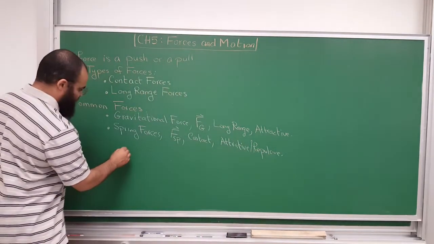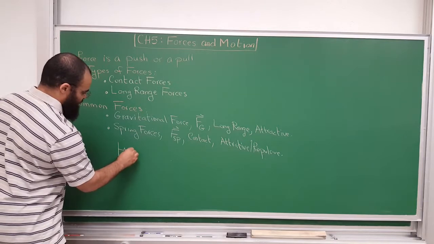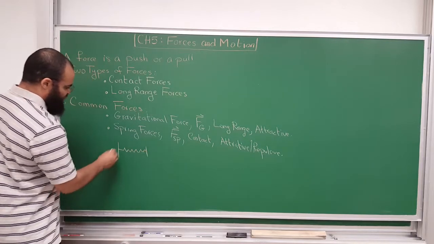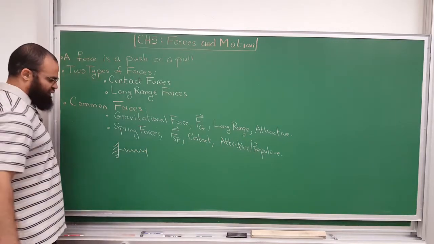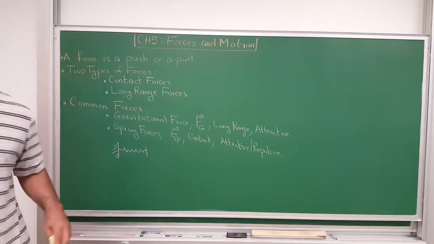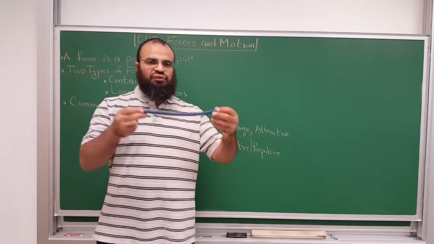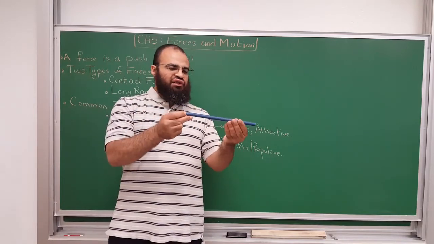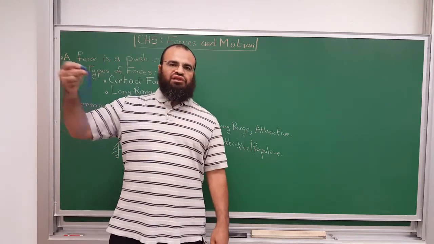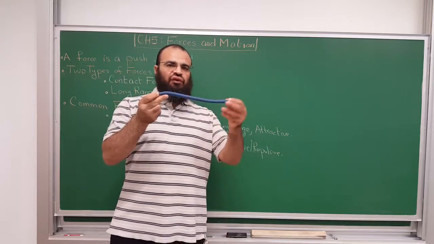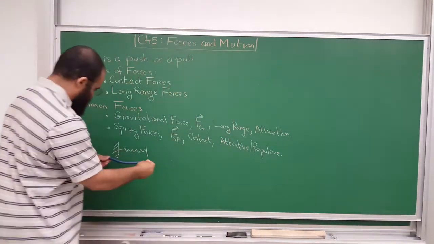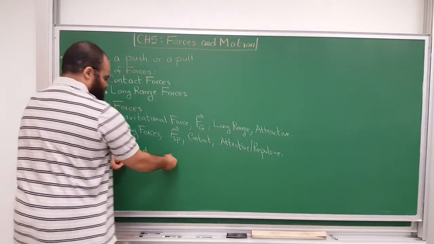Here is a model of a spring. The spring will be here, connected to a wall. You cannot stretch the spring by just pulling on one side. You have to anchor it from one end, so that's where we anchor it here to the wall. And then you can stretch it.